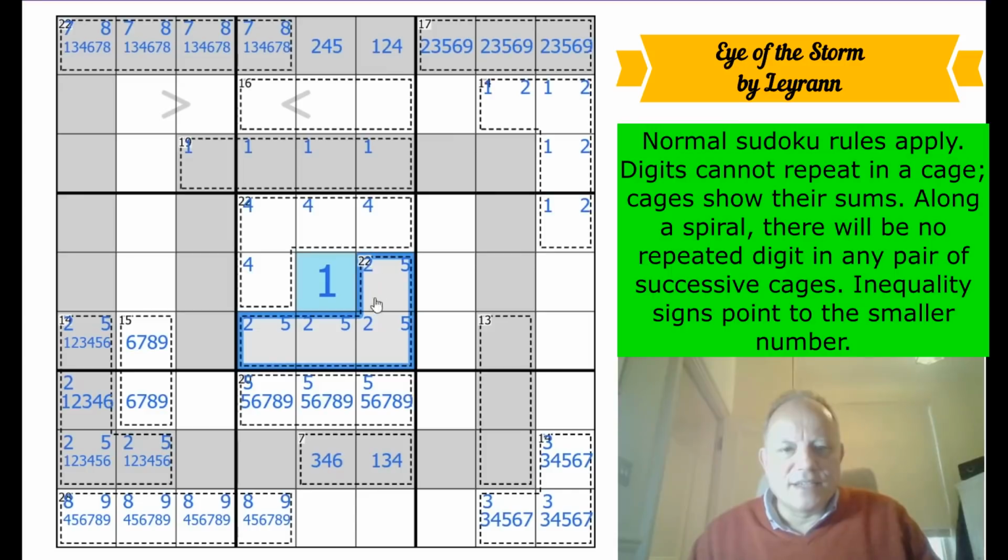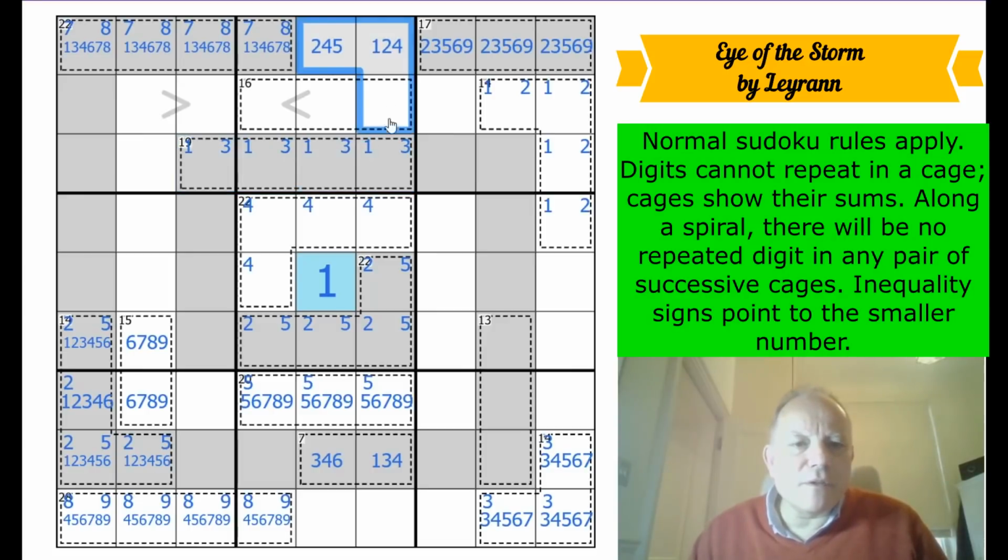So there is a 5 in this cage. 7 plus 2 digits that add up to 15. So they don't include a 3. So the 3 is in this cage. 4 plus 2 digits that add up to 15 there.